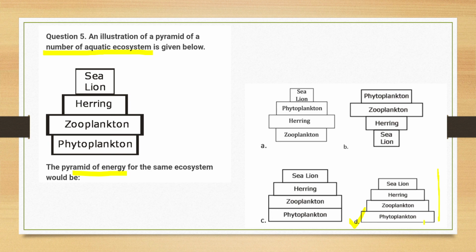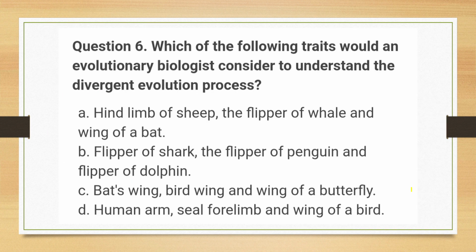Okay, at the basal level it is highest in the phytoplankton. Then in zooplankton it is decreased by 10%, then in herrings it is decreased by 10%, and in the sea lion it is decreased by another 10%. So the phytoplankton contains the most energy and the sea lion contains the least energy. So according to Lindemann's 10% law, the correct answer would be option D. Now coming to the sixth question.